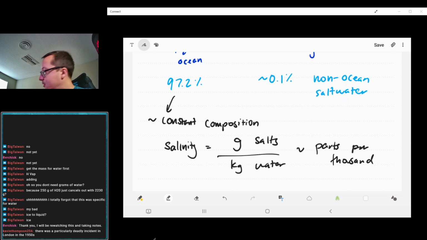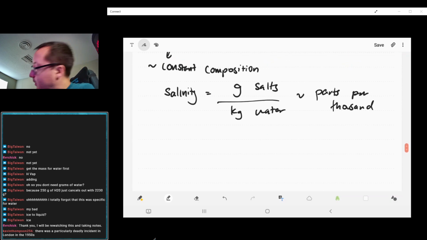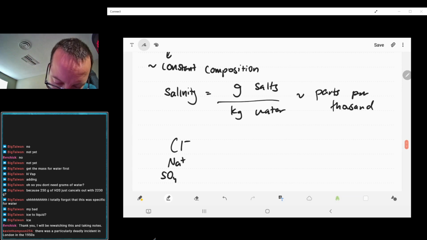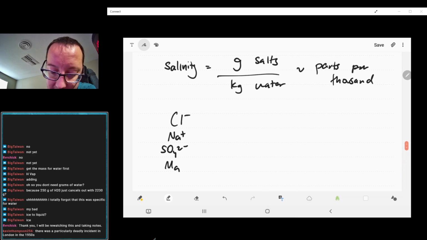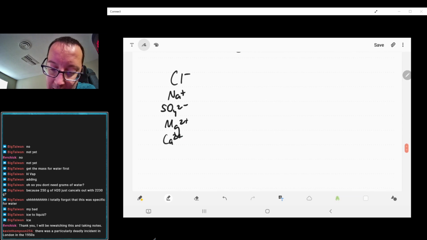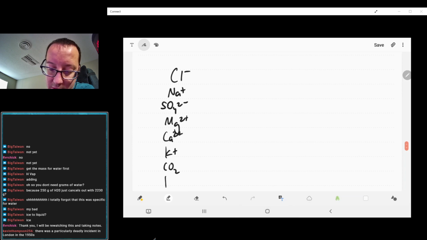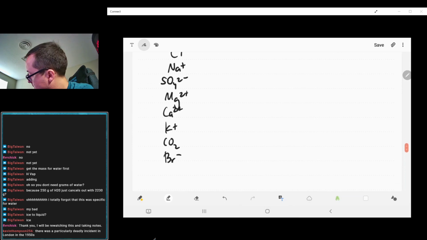And so the ocean has a salinity of about, I think, 50 or so. But let's have a look at some of the common ions in here. From your book, I have a table. We have various ions here. We've got magnesium, calcium, potassium, CO2, bromide.